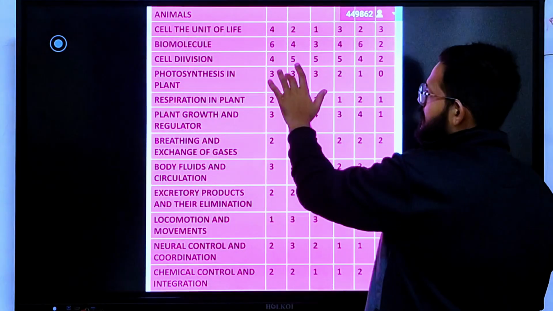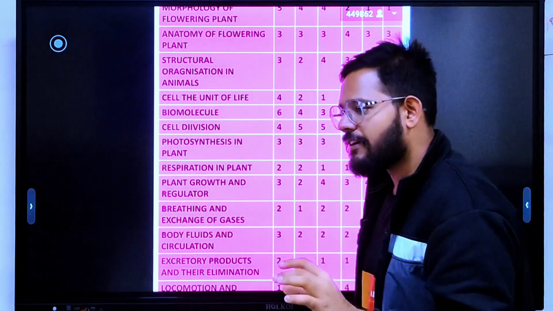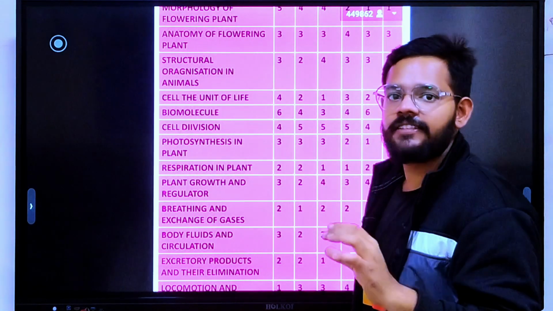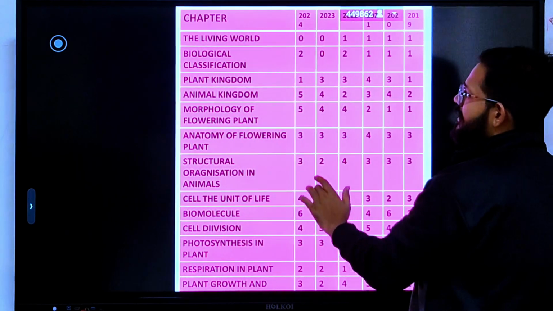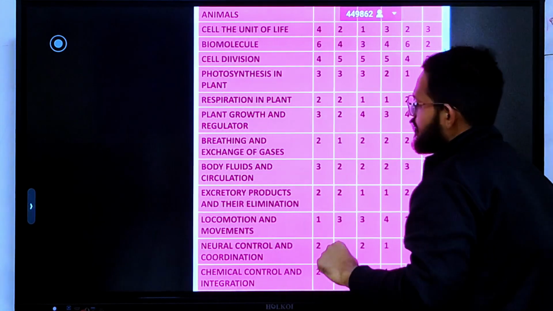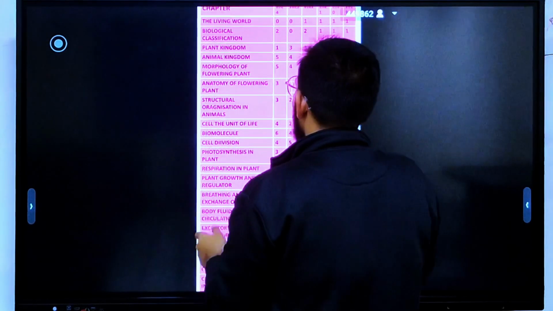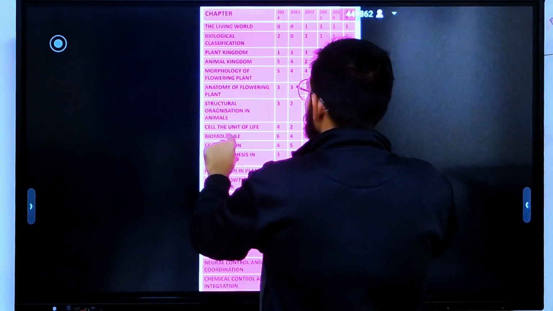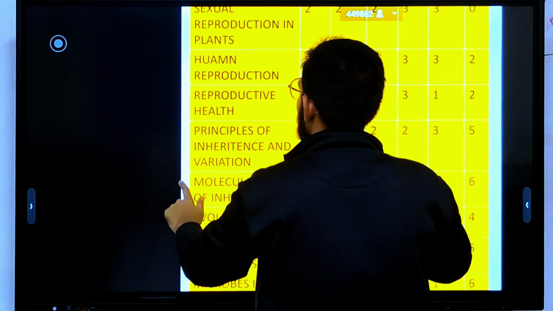Okay, so this is the description of your 11th syllabus, the chapters present inside your 11th NCERT. This is the makeup of the last 6 years of the NEET exam, the questions coming from different chapters. Now we are going to see in 12th class what the design and pattern of your 12th class papers will be.